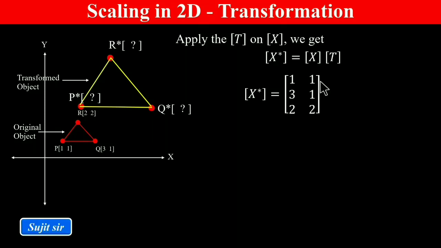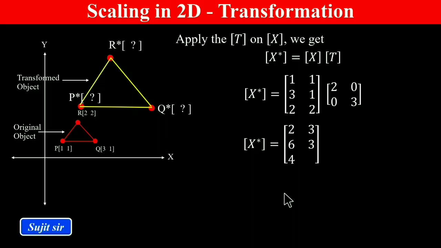Where X is [1 1; 3 1; 2 2], and the transformation matrix T is [2 0; 0 3]. Multiplying these two matrices by the row-column method, we will get X star as [2 3; 6 3; 4 6], where 2 3 is the transformed point of P, which is P star, 6 3 is the transformed point of Q, that is Q star, and 4 6 is the transformed point of R, which is denoted by R star.